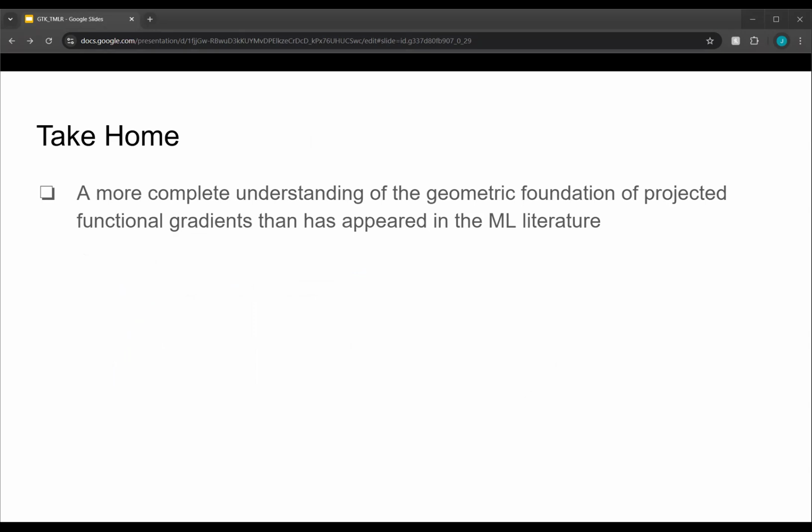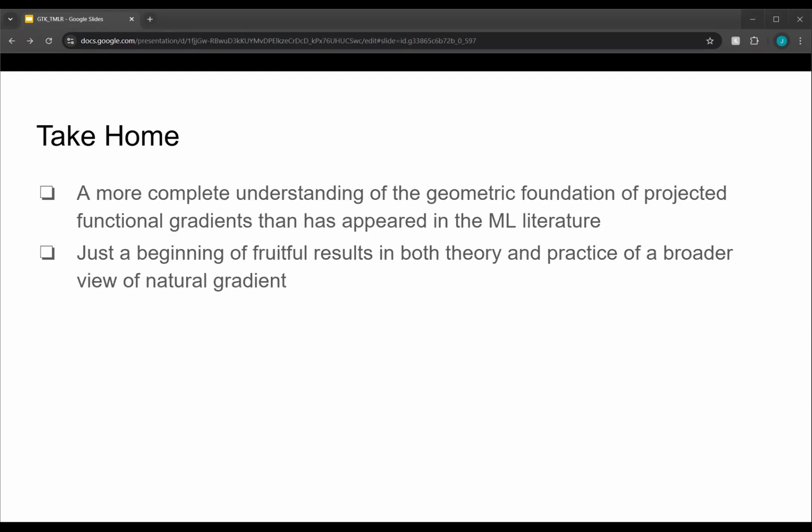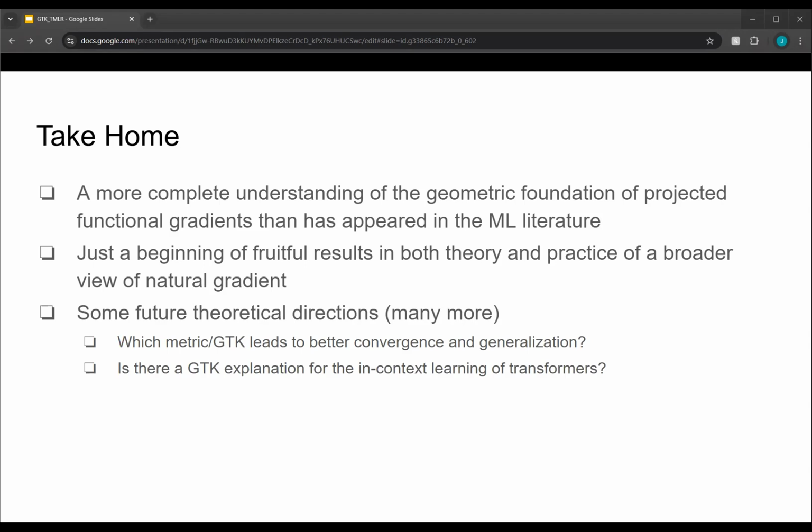Here are some take-home messages to summarize this work. It provides a more complete understanding of the geometric foundation of projective functional gradients than has appeared in the machine learning literature. We believe that this is just the beginning of fruitful results in both theory and practice of a broader view of natural gradient. To list some future theoretical directions, the relation between choice of metrics via GTK and the convergence rate and generalization ability.